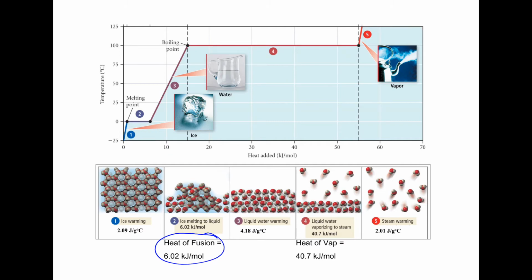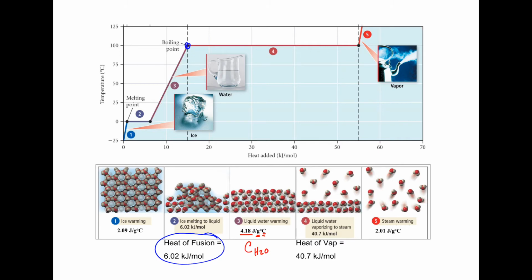Now, once you've converted all the solid water into liquid water, which is what we've done when we've reached this point here, at that point, now you can start heating up the liquid water. And to heat up the liquid water, it costs 4.18 joules for every gram you want to heat up, and for every degree Celsius you want to increase its temperature. That's called the specific heat of water.